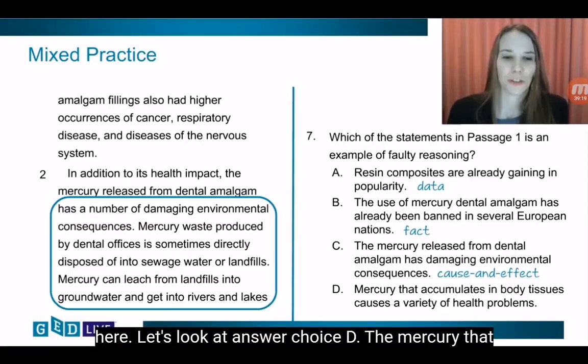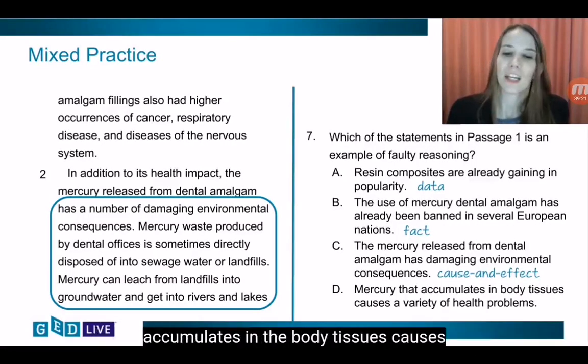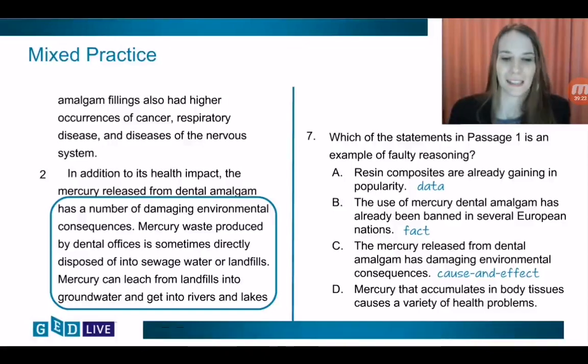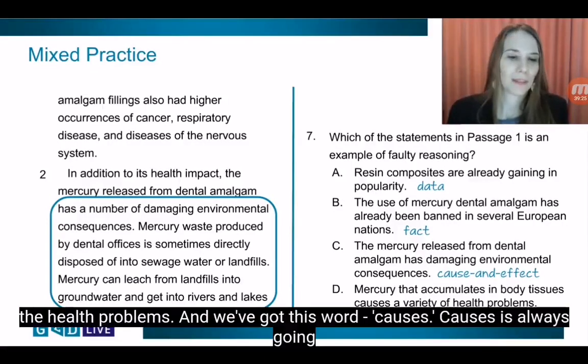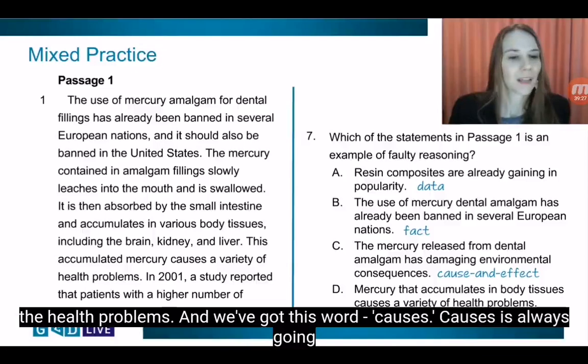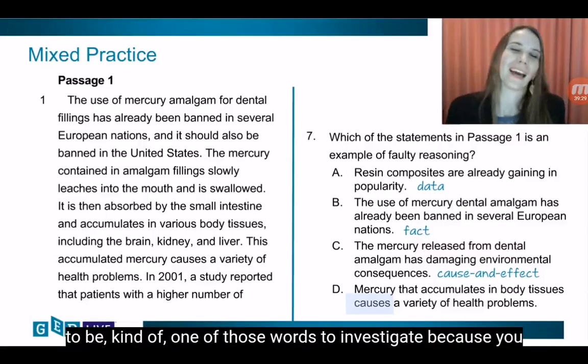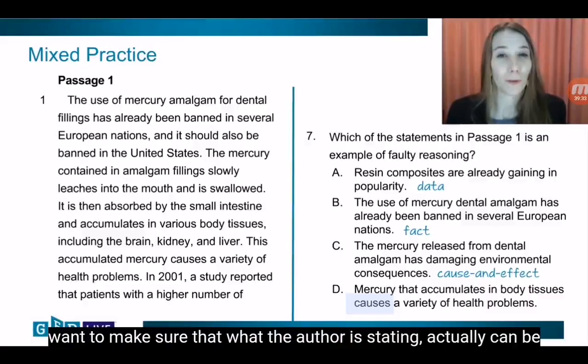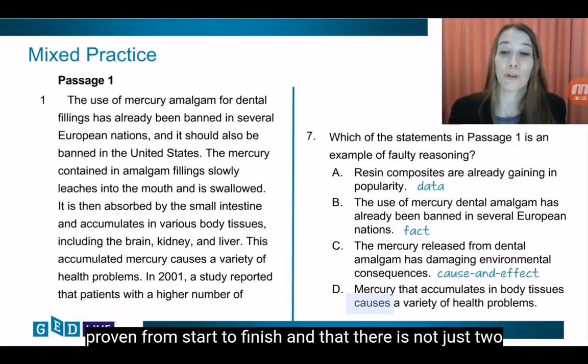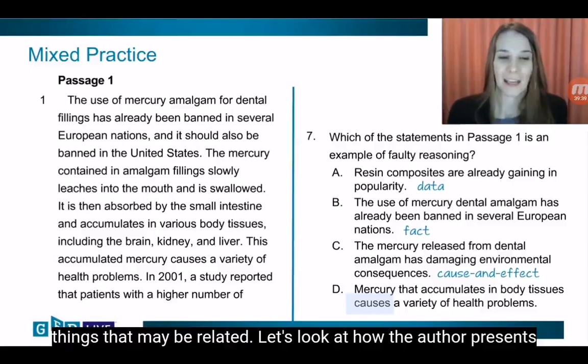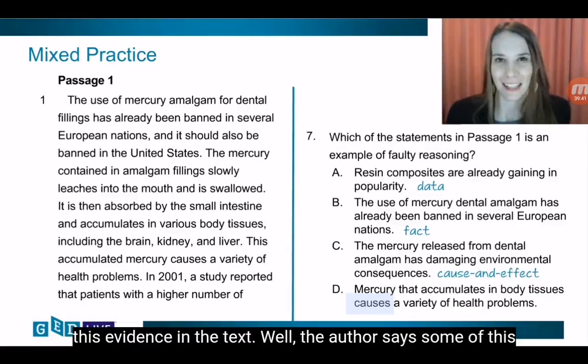But let's look at answer choice D. The mercury that accumulates in the body tissues causes the health problems. And we've got this word "causes." Causes is always going to be one of those words to investigate, because you want to make sure that what the author is stating can actually be proven from start to finish, and that there are not just two things that may be related. Let's look at how the author presents this evidence in the text.